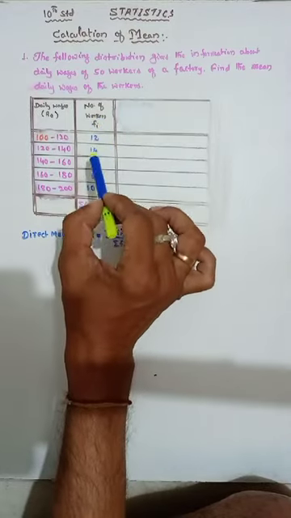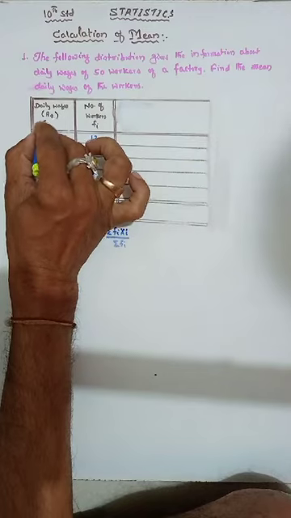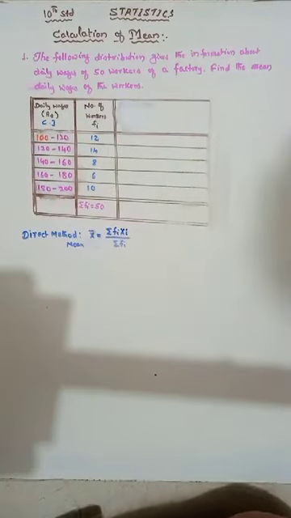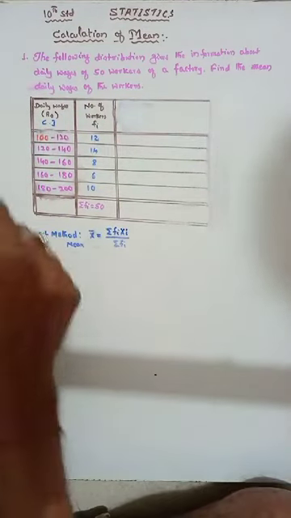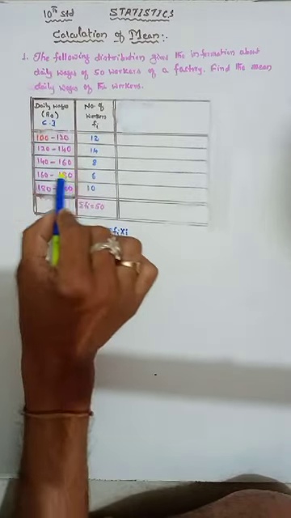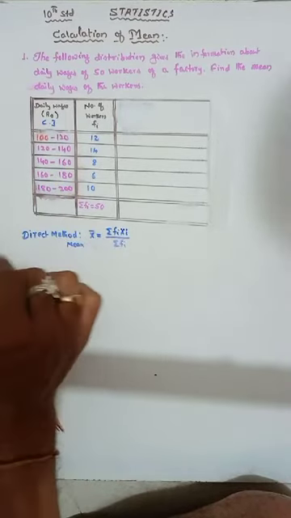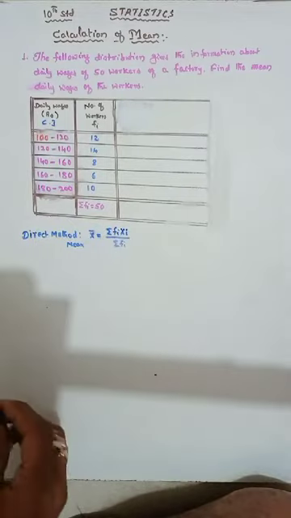Fi means frequency here. Okay, this is the class interval. This is what we are going to call the class interval. Among these intervals, 12 workers are there, 14 workers are there, 8 workers are there, and in 160 to 180 there are 6 workers. Like this only we have to understand.